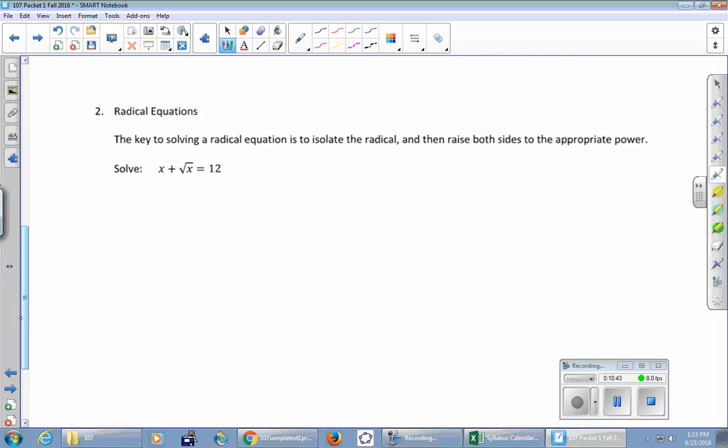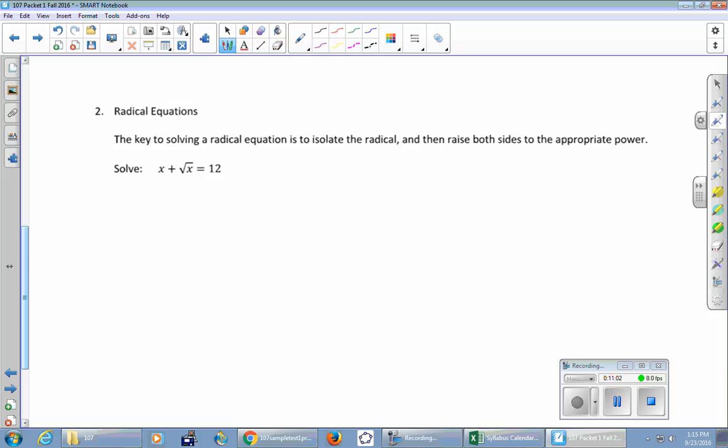The key to solving a radical equation is to isolate the radical and then raise both sides to the appropriate power. So here's our equation: x plus the square root of x equals 12. Maybe the first equation we're solving where the variable is inside of the radical.